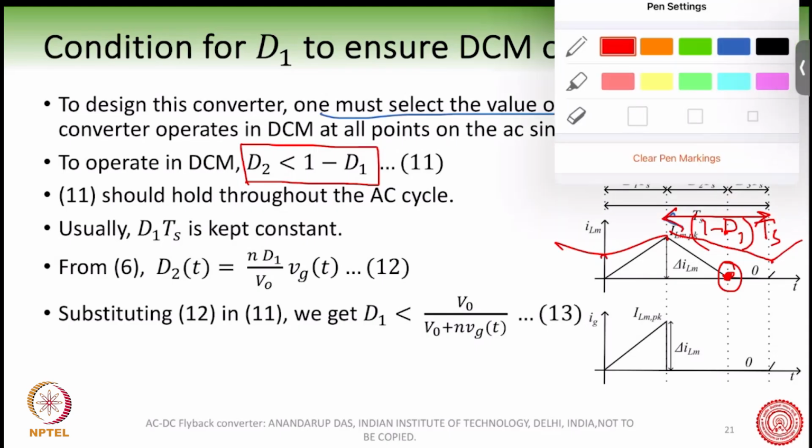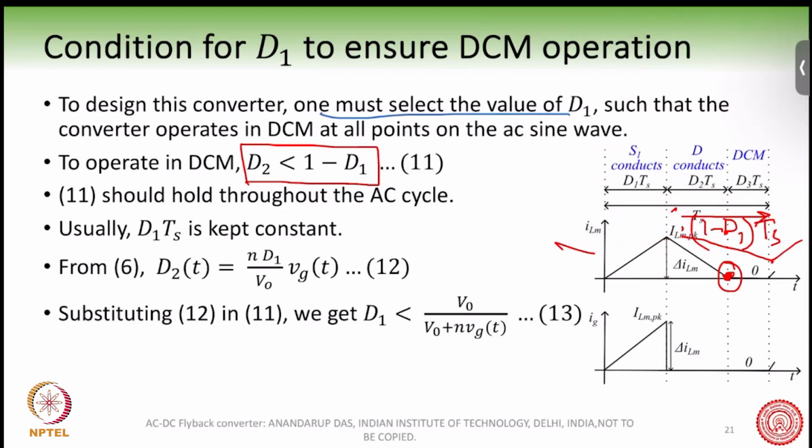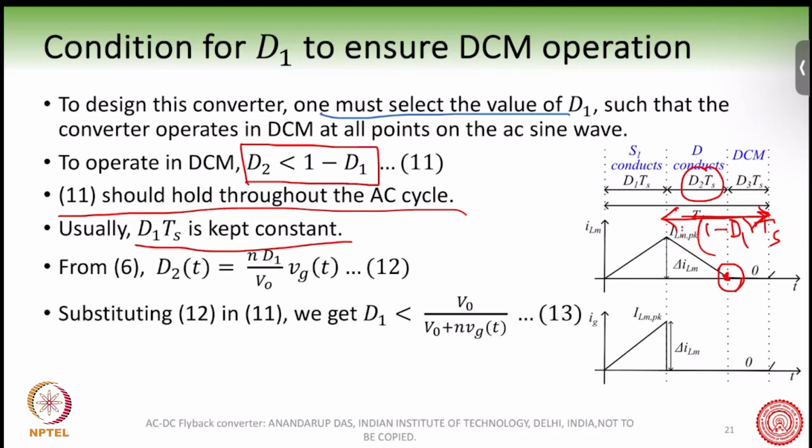So therefore, we don't want this condition to happen. And so we will say that this is the 1 minus t1 time period. Okay. And d2 must be less than this 1 minus t1 Ts. Okay. And this should hold throughout the AC cycle. Usually in the control system, or in the closed loop control, d1 Ts is basically kept constant.